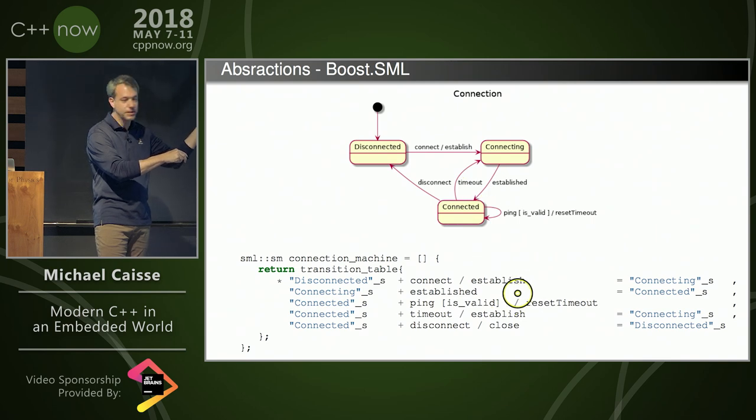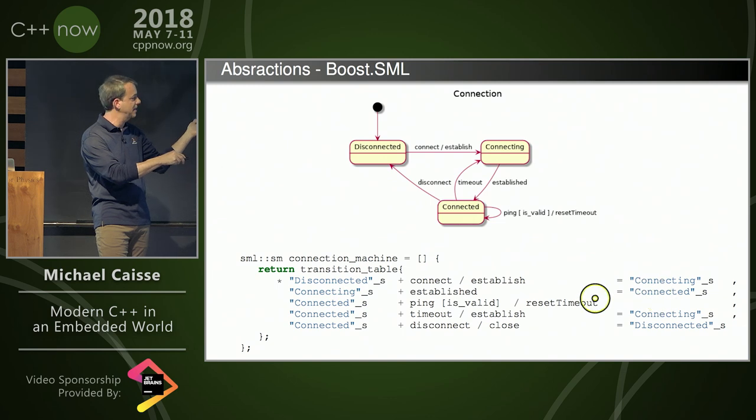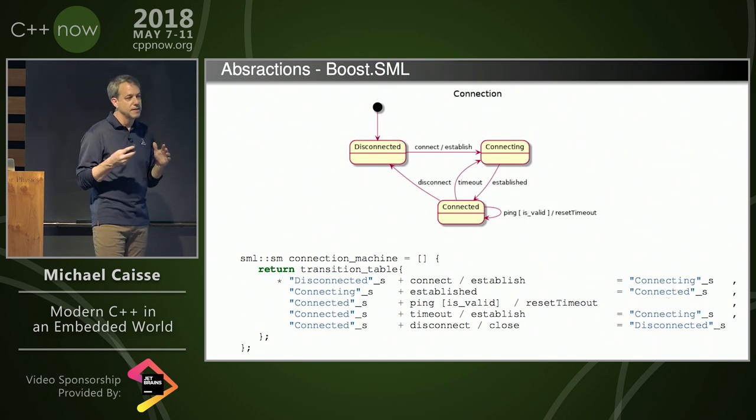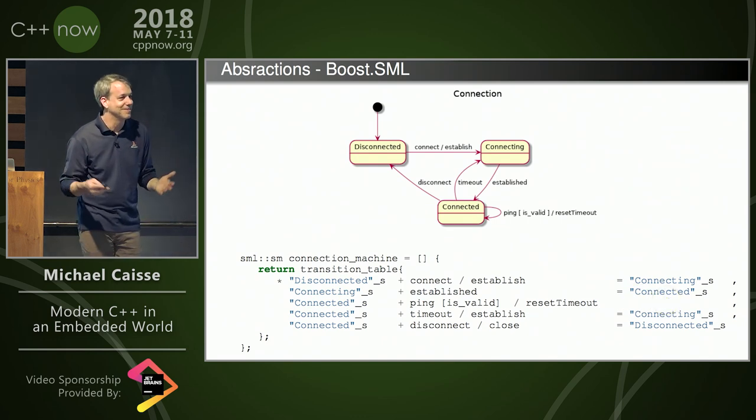I can look at a table and realize that, oh, I'm going to move from the connected state. If there's a ping, is_valid as the guard, it's going to do this reset timeout. Oh, it has no destination, which means that it's itself. The one below it is when there's a timeout event, it's going to actually run established, and it's going to move to the connecting state. This is a really nice way to write a state machine, right?